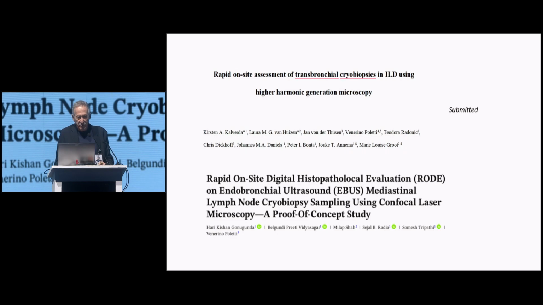We can also get some help from rapid on-site assessment. We have two papers published, one published with Ari Gonunguntle, and another with a confocal laser microscope, and the other one is a study whose revised version is already submitted, using another kind of microscope in order to have a rapid on-site assessment of cryobiopsy.